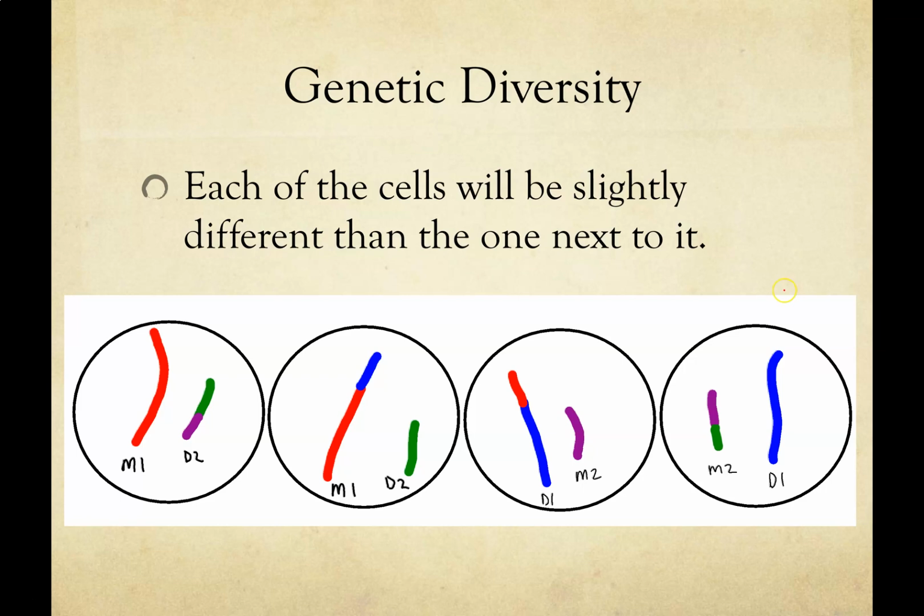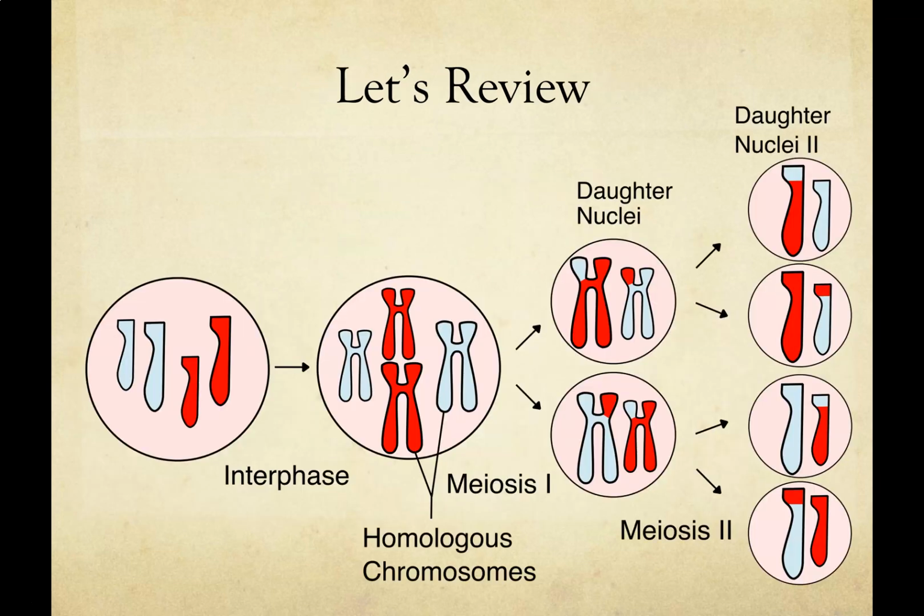So this one here has a complete long blue one. This one has blue with a little bit of red. This one's got red with a little bit of blue, and this one's got all red. And if you look at the purple and the green, the same thing. So they're each slightly different to the one next to them. That is genetic diversity.